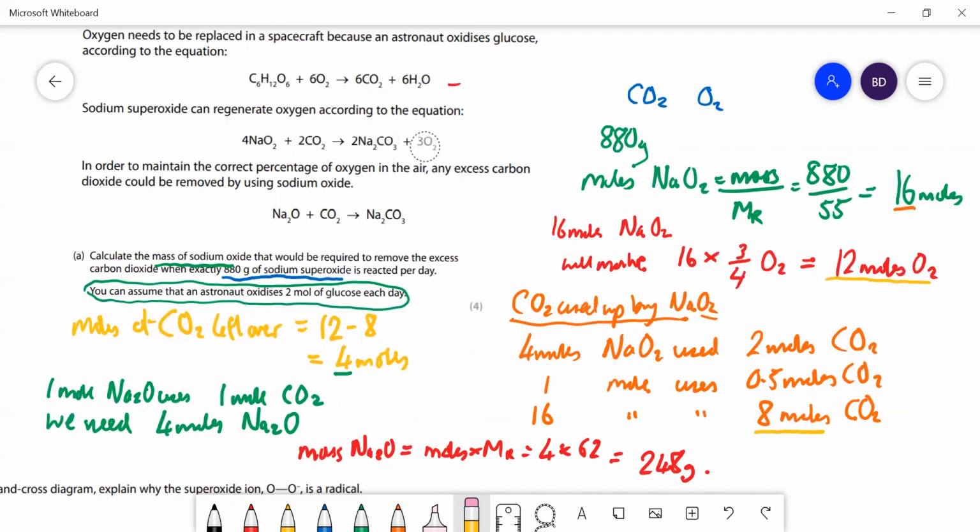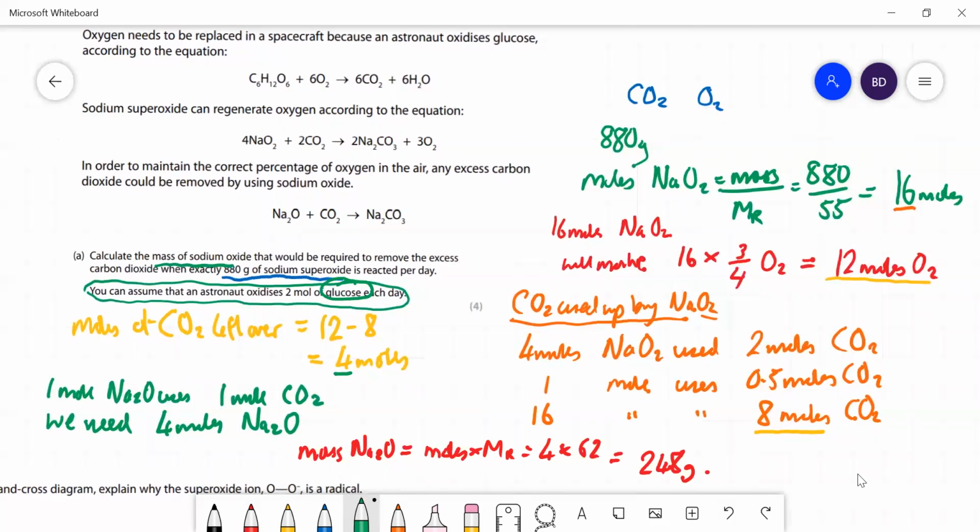Right, so that was a very difficult question, I think. I don't think the wording is quite clear enough to lead you down the right path. And also this business of putting in irrelevant information about the moles of glucose the astronaut is using up each day is just likely to put you down the wrong path. So I don't really think that question would appear in its current form in a real paper.